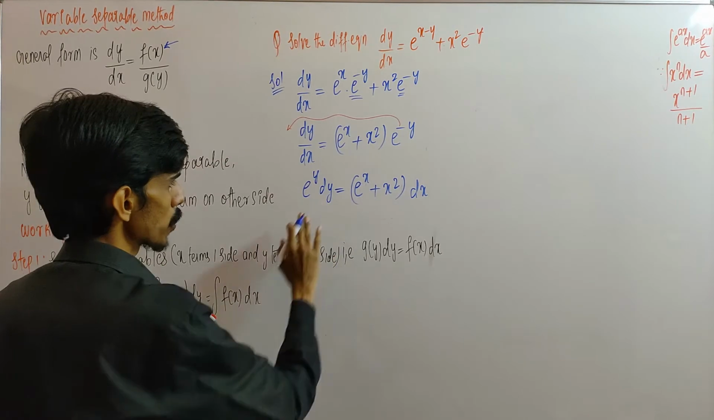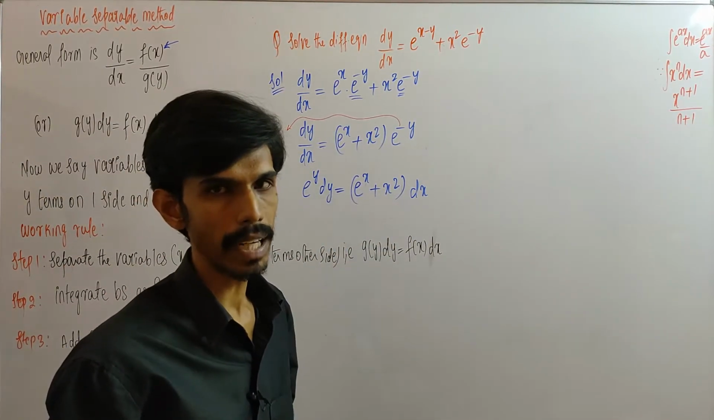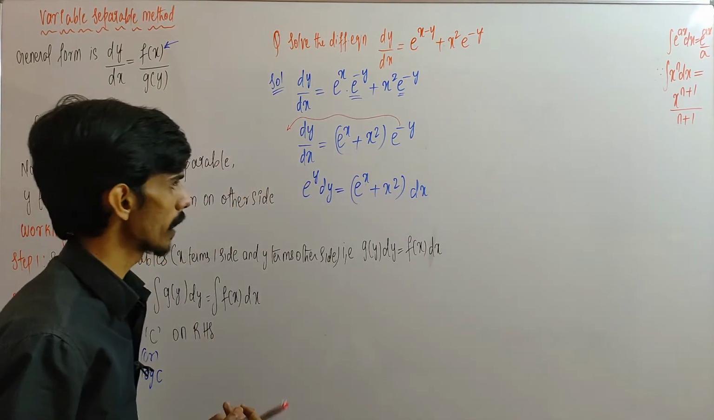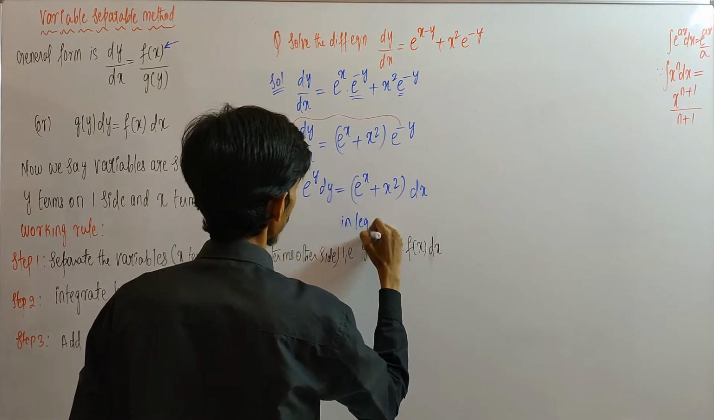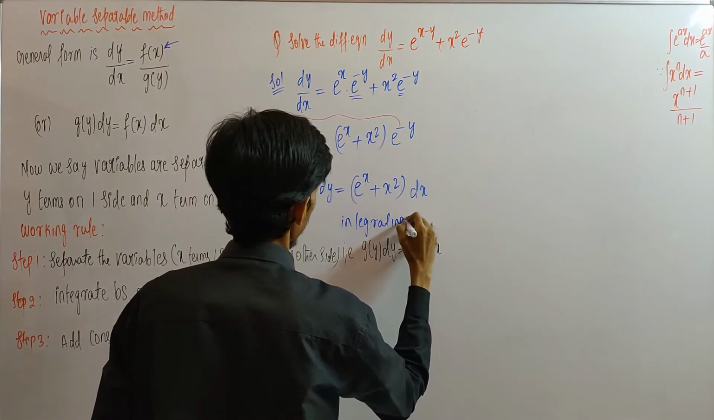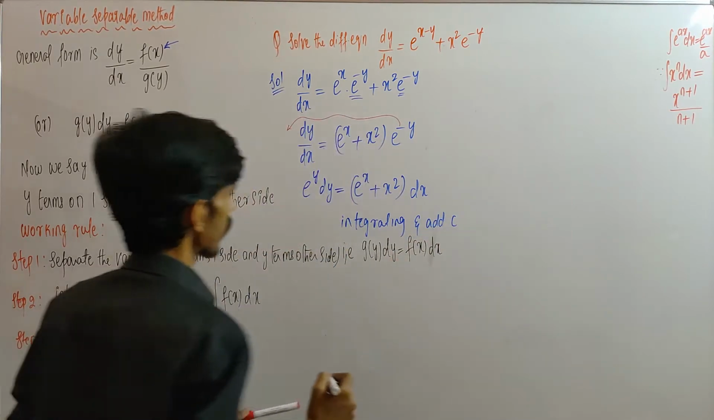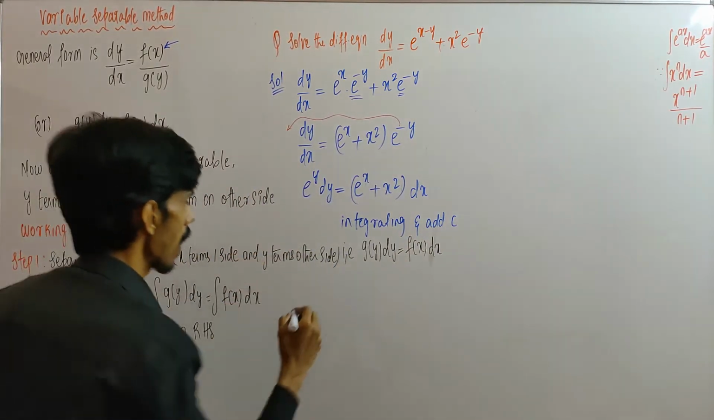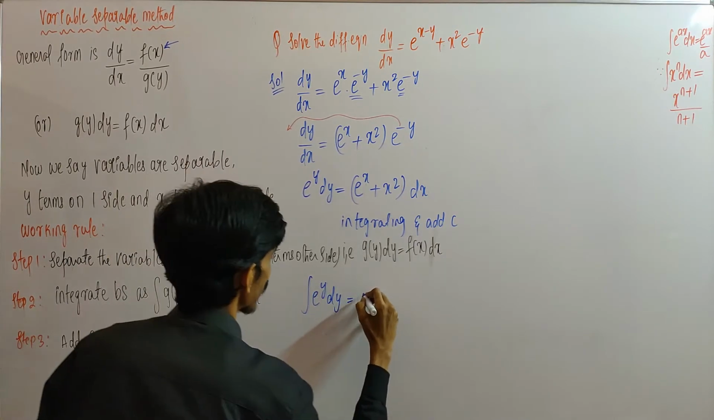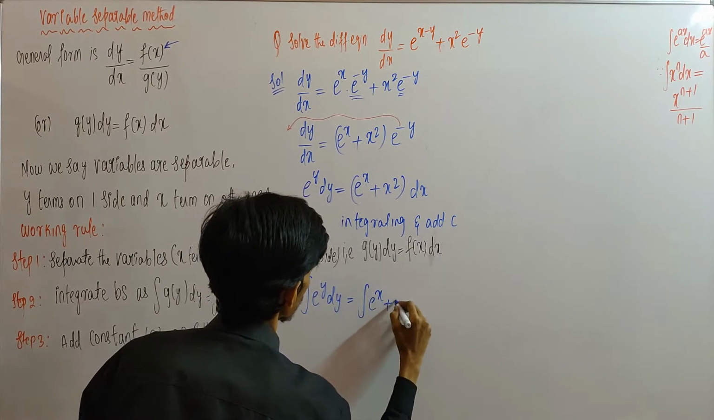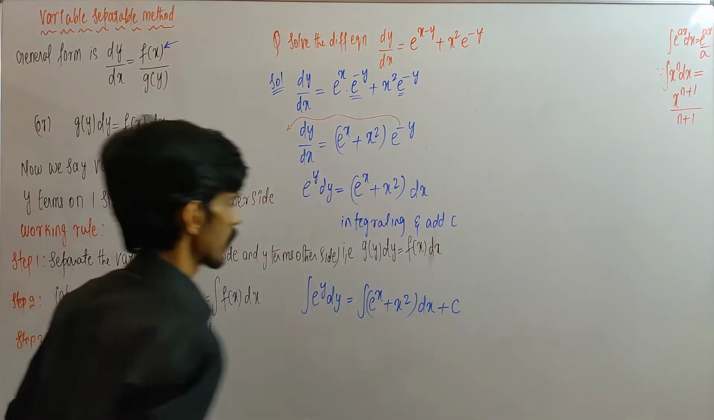Now all y terms together, all x terms together, that is, variables are separated. Step 1 is over. Now the next step is integrating both sides, and adding c on the RHS. So here I'll have integration e power of minus y dy, equal to integration e power of x plus x square dx plus c.